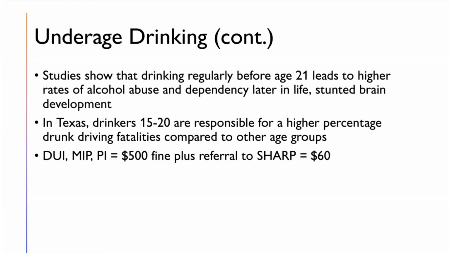Studies show that drinking regularly before age 21 leads to higher rates of alcohol abuse and dependency later in life. Stunted brain development. In Texas, drinkers 15 to 20 are responsible for a higher percentage of drunk driving fatalities compared to the other groups. Driving under the influence, minors in possession, or public intoxication results in a $500 fine plus referral to SHARP, which costs about $60.